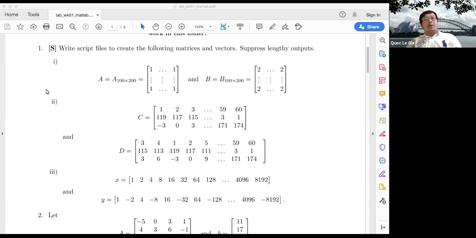Okay, so we start with question 1. Question 1 is you have to define two matrices, A and B. And now let me share you my MATLAB screen. I assume that you have the problems in front of you, yes? So now I share the screen of MATLAB.